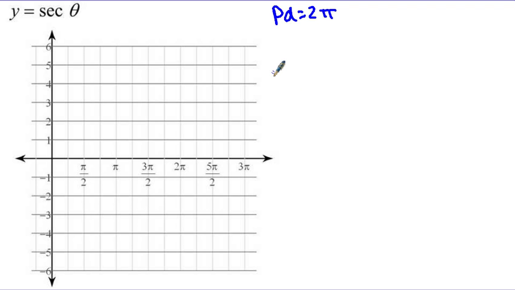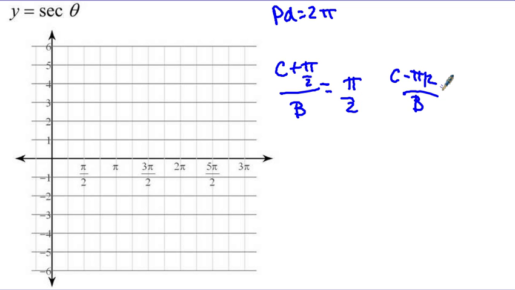And then the asymptote formulas are different. If you look at the formula sheet that I gave you, to find the asymptotes, it's c plus pi over 2, divided by b, and c minus pi over 2, divided by b. So in this case, it's 0 plus pi over 2 divided by 1, which is just going to be pi over 2. And c minus pi over 2 is going to give us negative pi over 2. So at pi over 2, we're going to have an asymptote, and we also have one at negative pi over 2.